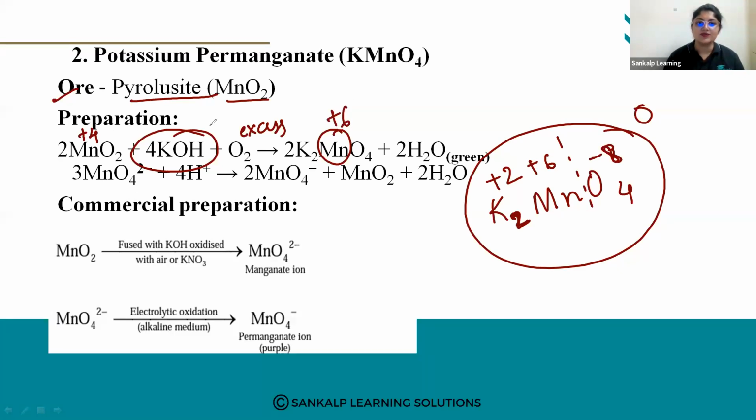So from Mn +4, it is going to +6. So there is an increase in oxidation number, so it is undergoing oxidation. So it will turn the color into green.